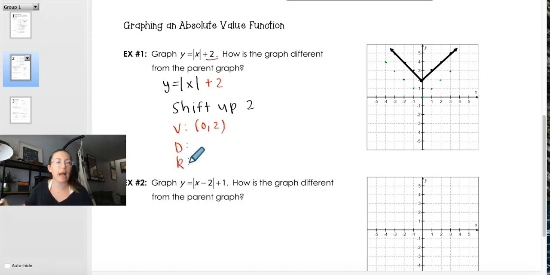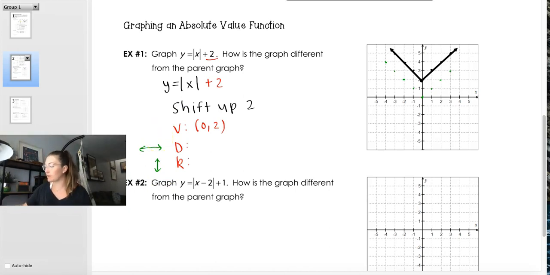Okay, domain is your x values. And I always say left to right. So domain is my x values, so we're talking about everything this way. Range is your y values, so everything that way. Again, you start at the left side, go to the right, start at the bottom, go to the top.